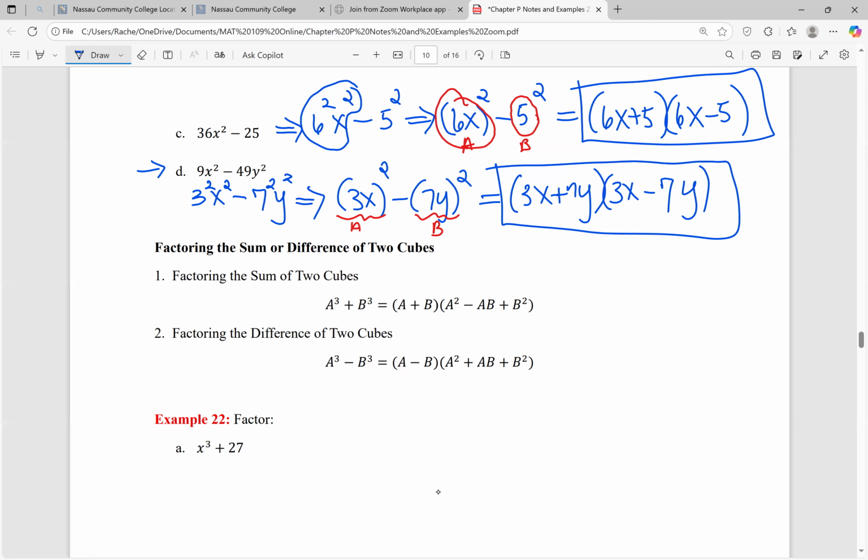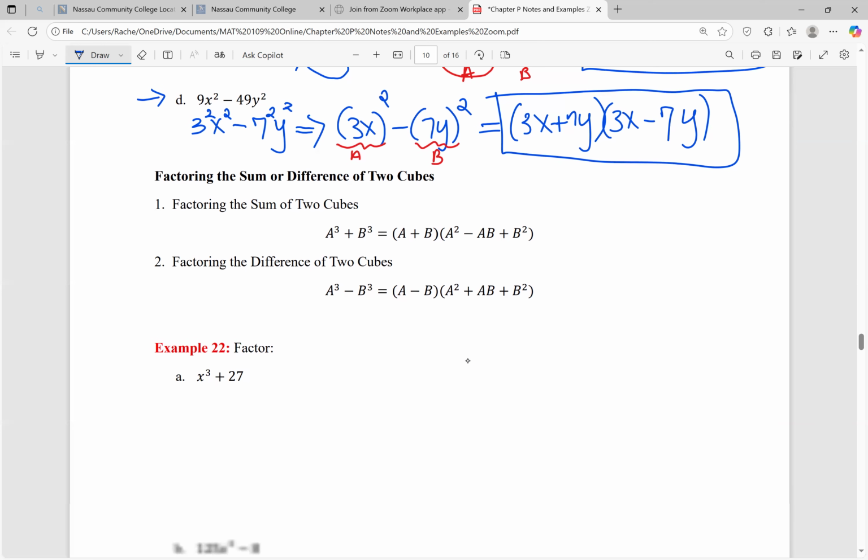I could also factor the difference of two cubes. So if I have two cubes and we take the difference, like a to the third minus b to the third, in factored form, that's going to be equal to a minus b times a squared plus ab plus b squared.